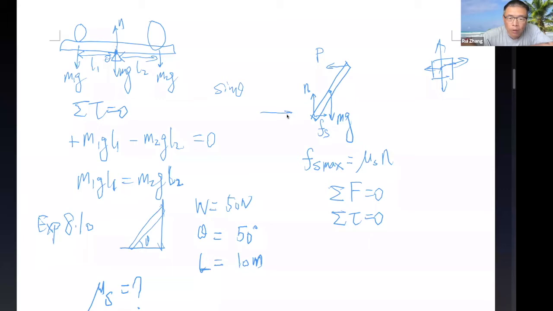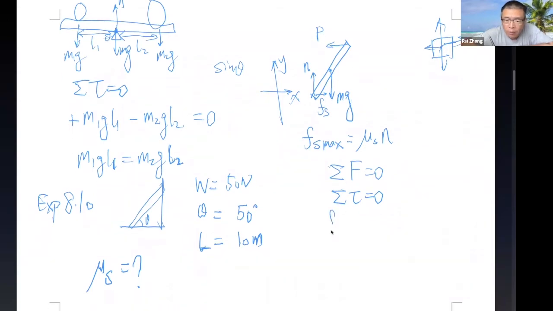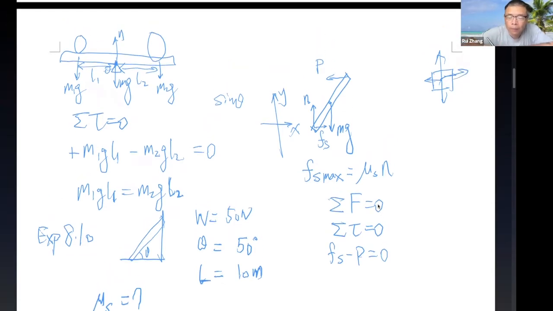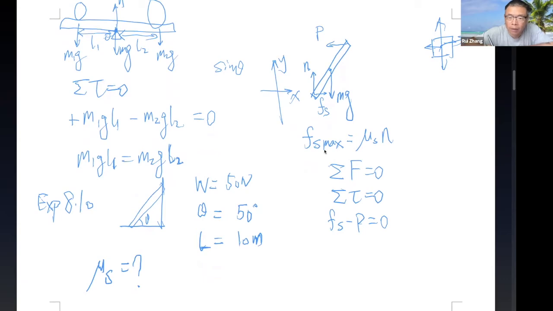So you can set up your coordinate system like this, x and y, and set up Newton's law for each direction. Along the x direction, you have two forces: Fs going in the positive direction minus P going in the negative direction. That equals 0. So that's one equation. Along the y direction, you have the normal force and gravity. The normal force is going up, gravity going down. So this together equals 0 again.